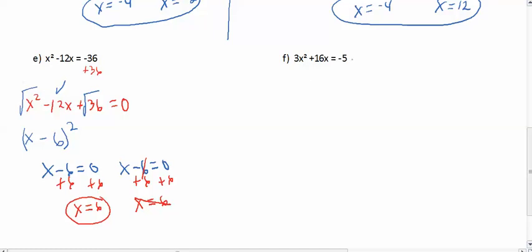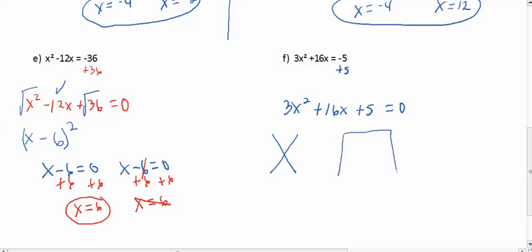First of all, we need to set this to 0, so I need to add 5 to both sides. So I have 3x squared plus 16x plus 5 is equal to 0. Okay, first of all, now can anything be taken out? And it can't, because there's nothing. 3 times nothing is 16. No x can be taken out. Is it a perfect square trinomial? No. So now it's just an x and a box. Why the box? Because there's a 3 at the very beginning of our coefficient right here.